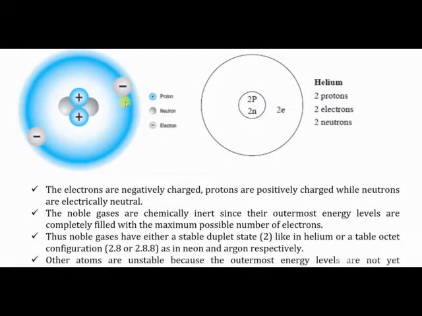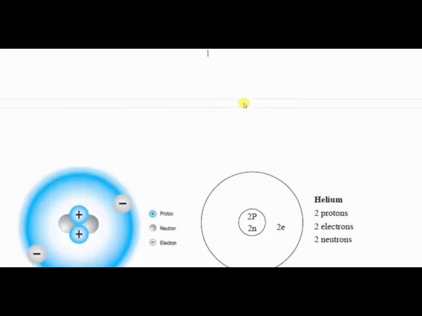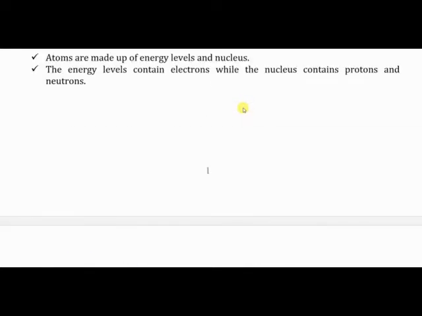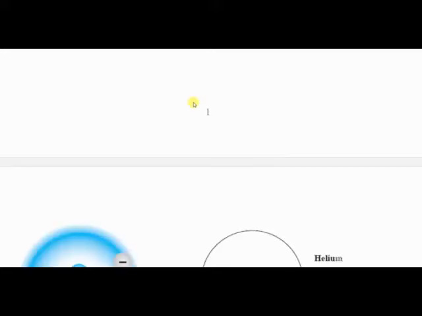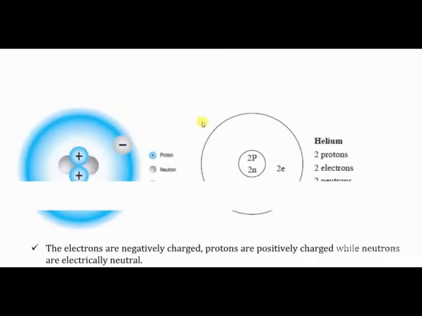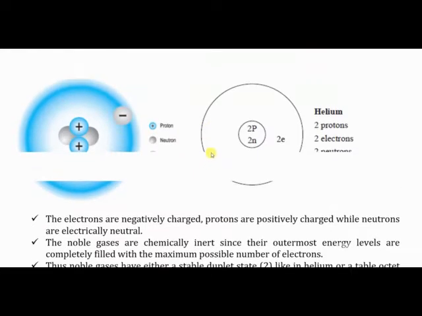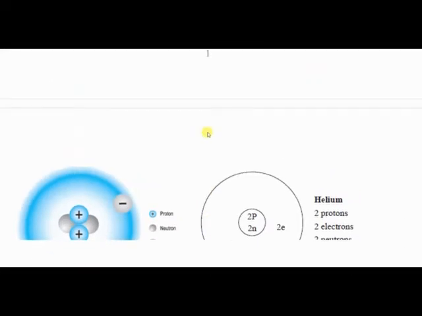In the energy levels we have electrons. As you can see, the nucleus contains protons and neutrons, and electrons are out here for helium. So why is that important? Atoms are made up of energy levels. So during chemical bonding, we use the electrons in the outermost energy level. So if you don't know the outermost energy level, then it becomes very difficult.